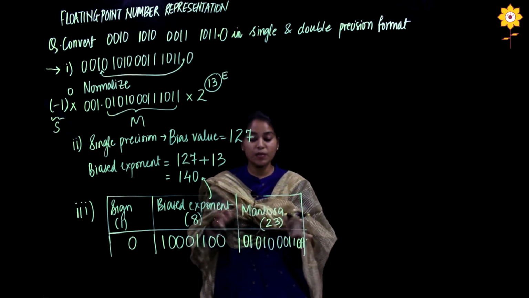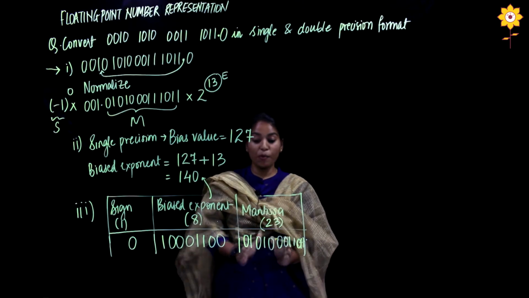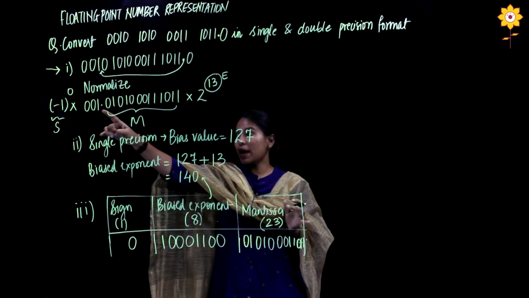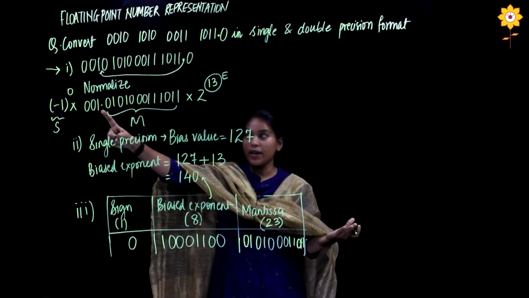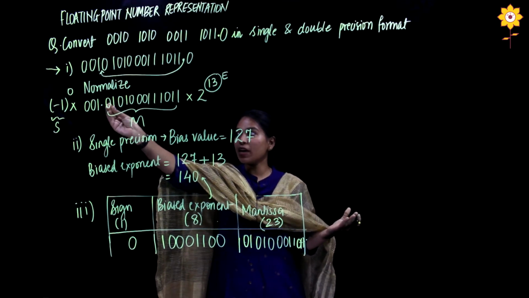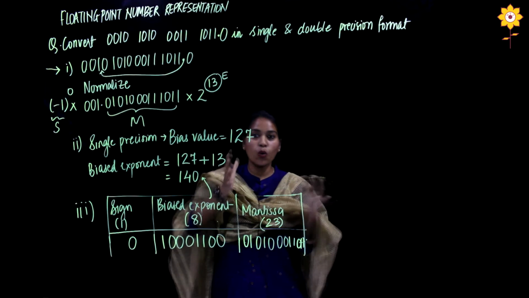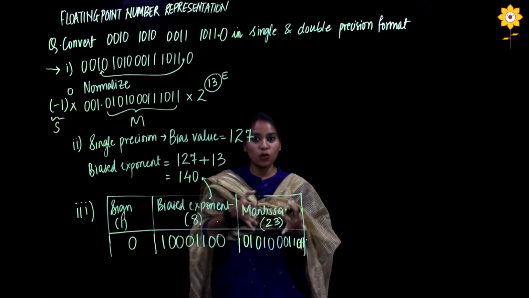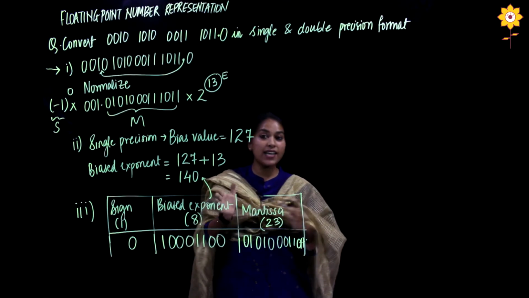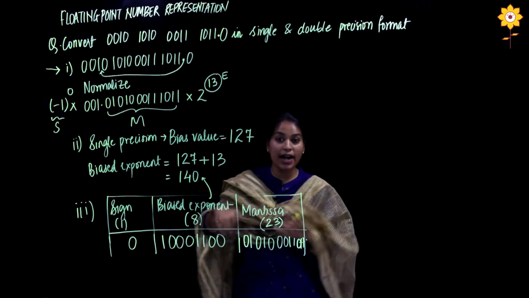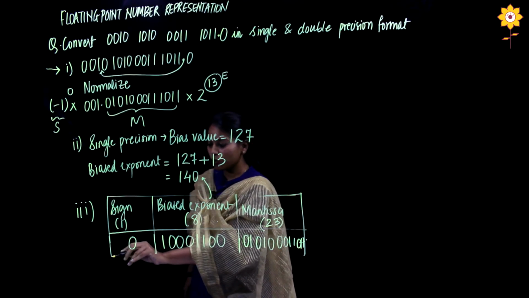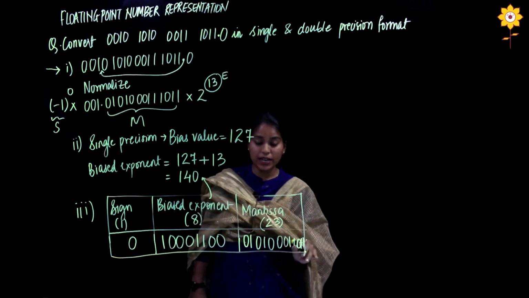Also, do not make the mistake of adding zeros before the number to make it a 24 bit. Why? Because the mantissa is after the decimal point. If you add a few zeros in the beginning of this actual mantissa, the whole number is going to change. That is why you will have to add zeros to make it a 23-bit number by adding zeros at the end, right? Instead of adding zeros at the front. I hope this is clear. Okay. So this is your final answer.